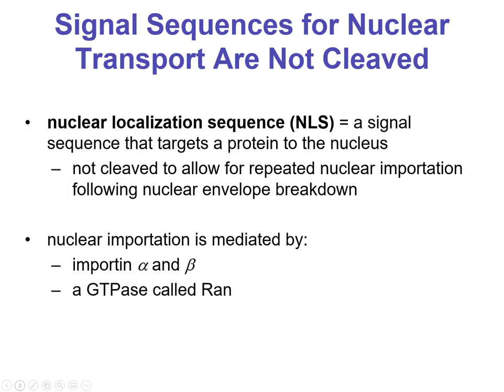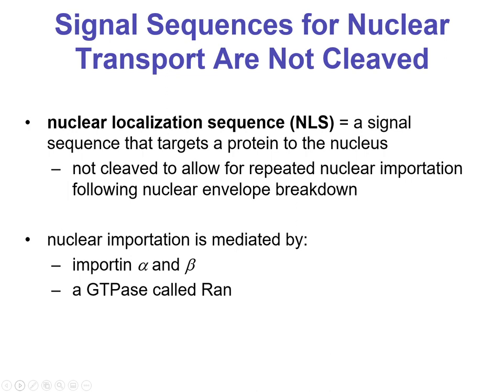So we talked about sending things all over the place, but we didn't talk about sending things to the nucleus. And that happens quite often. The signal sequences for nuclear transport are actually not cleaved. Those are called nuclear localization sequences, or NLSs. They provide a signal sequence that will target a protein to the nucleus. It's not cleaved, because it allows these proteins to be imported and exported without having to have another signal tacked onto it.